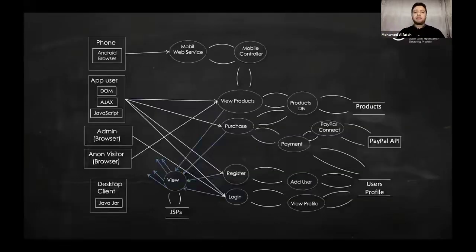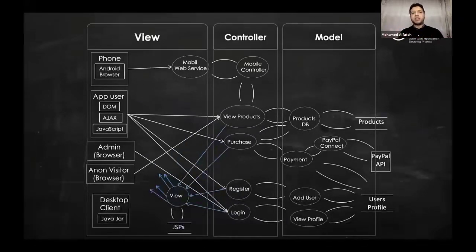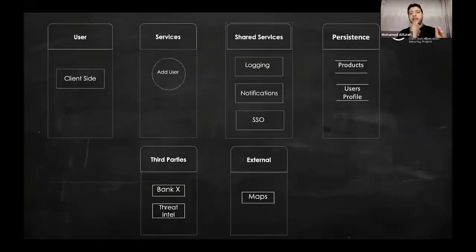Another tip for drawing data flow diagrams: try to draw them so they will be understood by software developers or the architecture team. Try to make it an MVC model so they understand which processes are in the controller, which are in the model, and maybe which are in the views. Try to make it in layers.